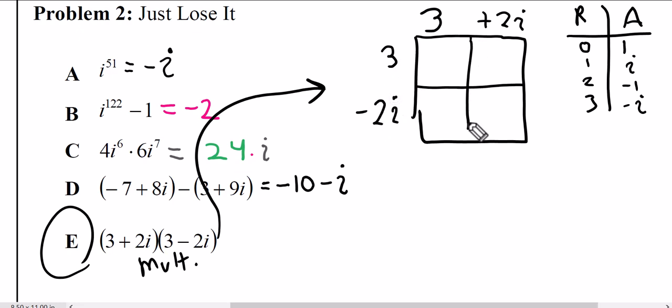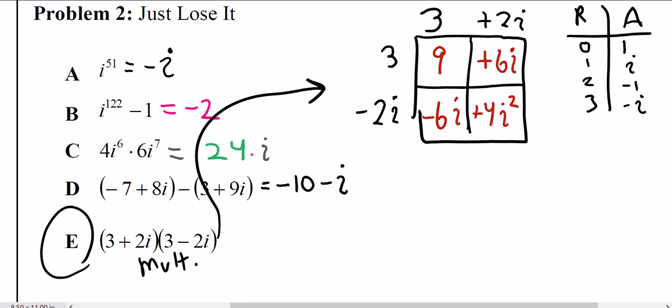This box is actually very helpful when we do more difficult problems in the future that require a lot of distributing. So I have a 3 plus 2i. I have a 3 minus 2i. 3 times 3 is 9. 3 and 2i is a positive 6i. That's an i, not a 2. And that's a negative 6i. And this is going to be a positive 4i squared.